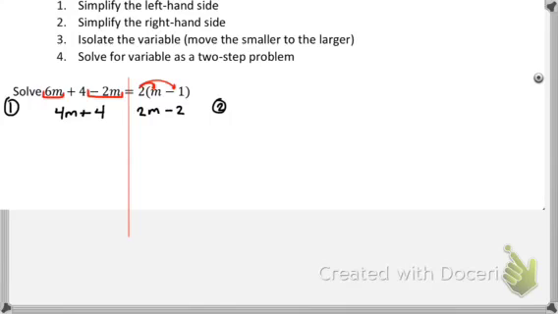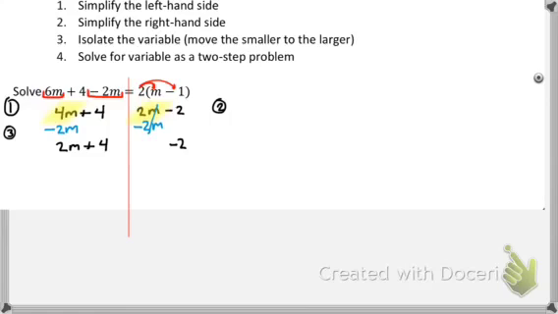This is the one that deals with moving the variable. So what we have is, notice I have a 4m and a 2m. 2m is smaller than 4m, so I have to use the properties of equality to subtract 2m from both sides. So on the left-hand side, 4m minus 2m is going to give me the 2m. The 4 just comes along. On the right-hand side, the 2m's cancel out, leaving me with just a negative 2.